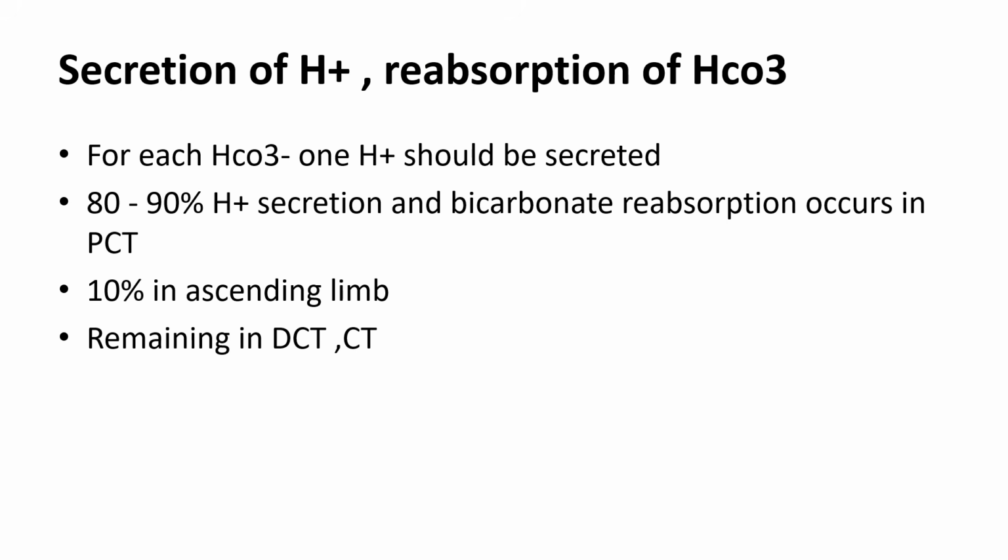So for every one bicarbonate that is reabsorbed, one H plus should be secreted. This occurs in the proximal convoluted tubules around 80 to 90%, and 10% occurs in the ascending limb and the remaining in DCT, CT. Even though the CT handles a very low percentage of H plus, it has a higher capacity to change the pH of the urine.